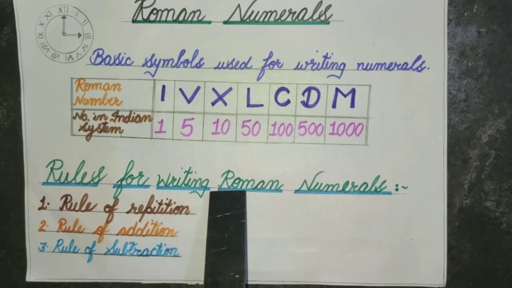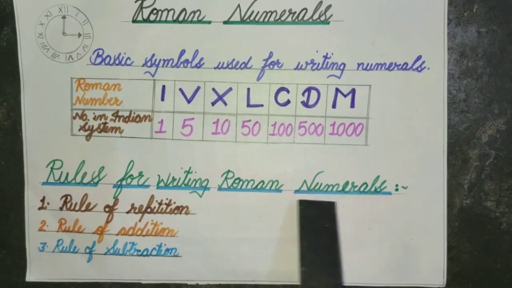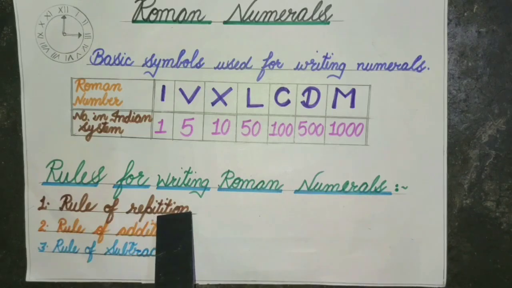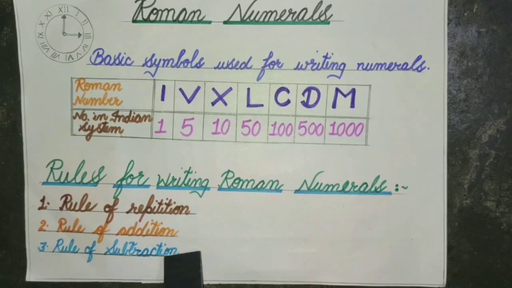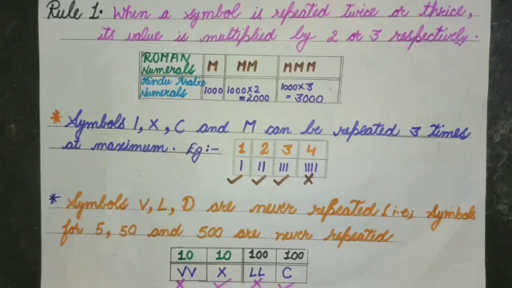The first rule for writing Roman numerals is the rule of repetition. The second rule is the rule of addition. The third rule is the rule of subtraction. Clear everyone? Yes. Now let's study these rules in detail. Our first rule is the rule of repetition.